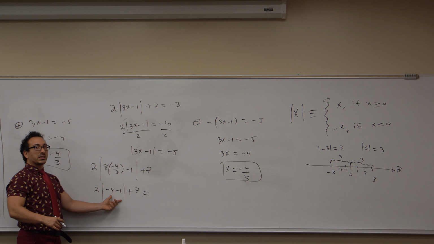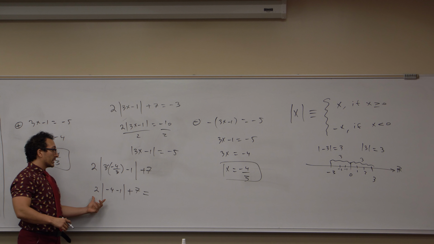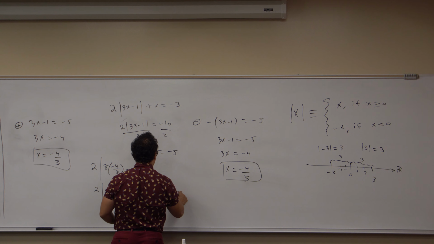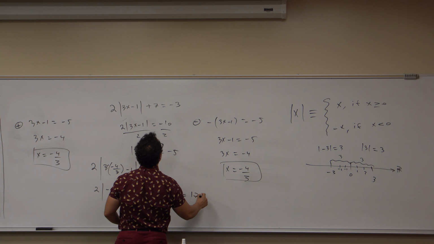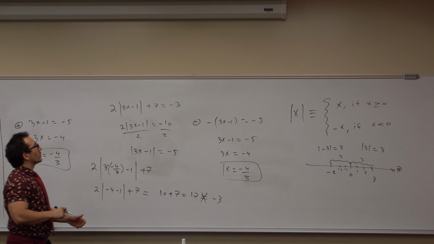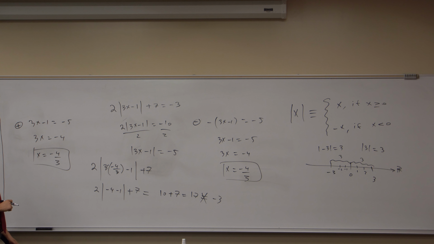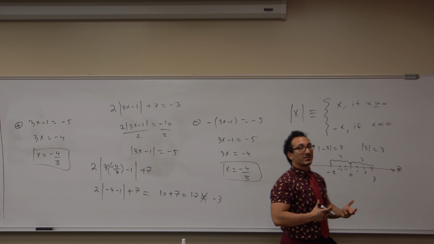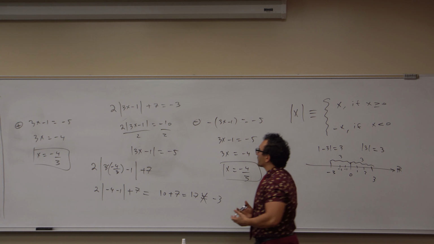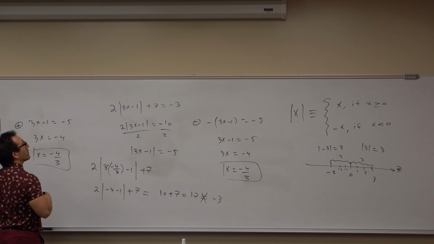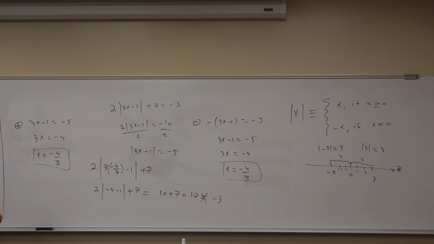Once you take the absolute value of negative 5, that's 5, times 2, that's 10. So I get 10 plus 7. This is equal to 17. This does not equal a negative 3. Okay? What's going on here? The fact that we got a contradiction like this means that there is no such x that satisfies this absolute value equation. So there are no x's that, if I were to pick them, I would get that to equal a negative 3 on that side.